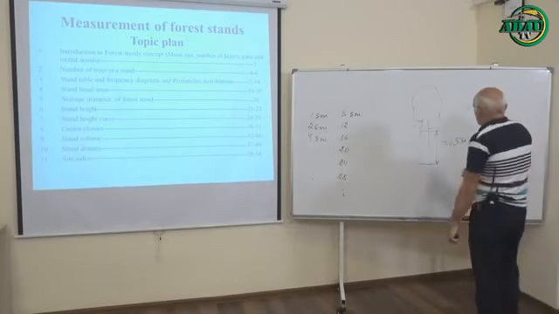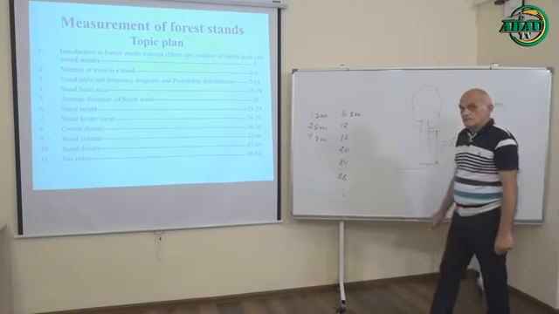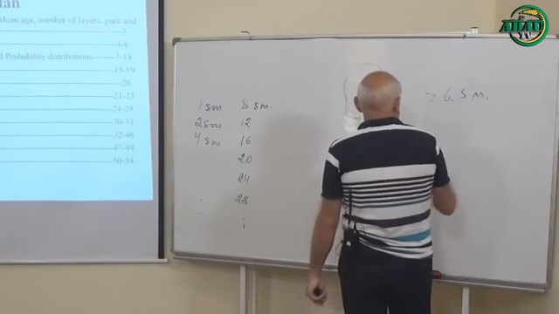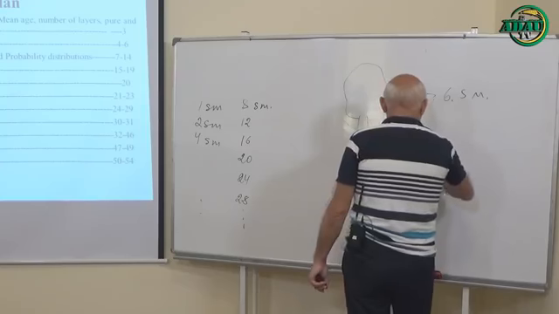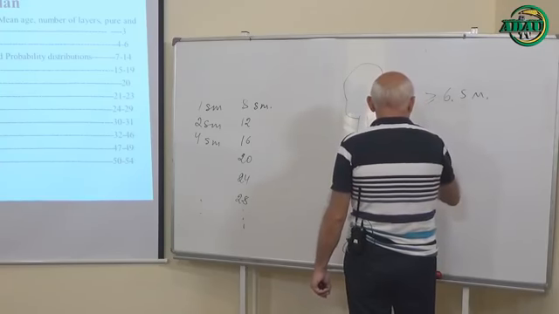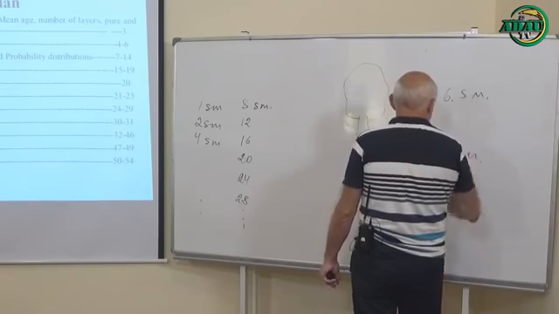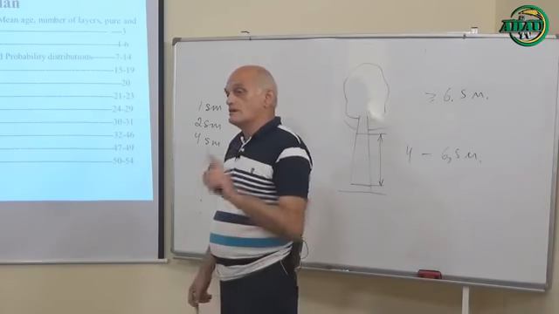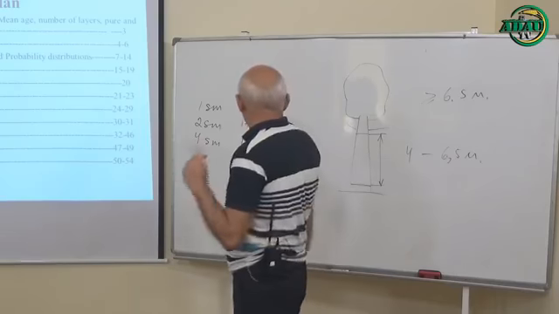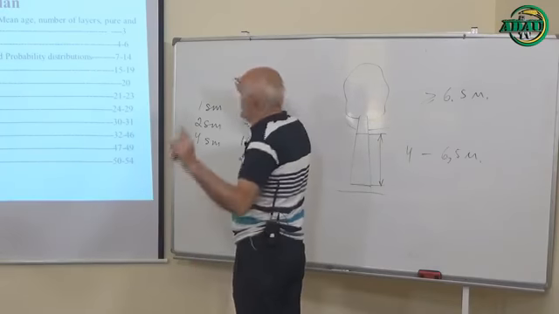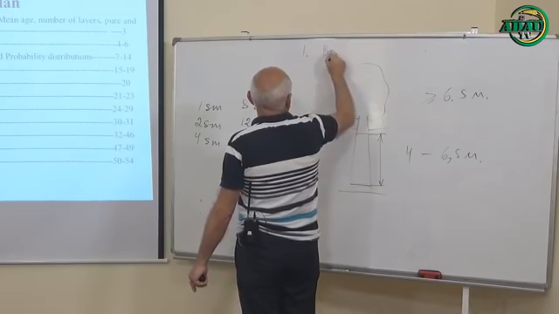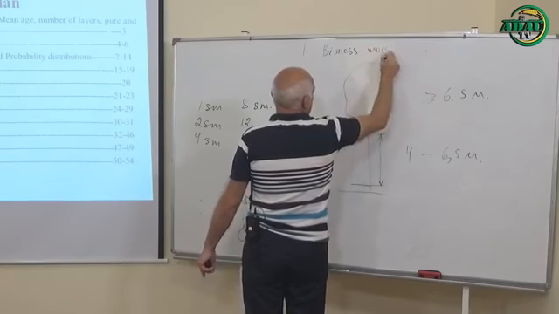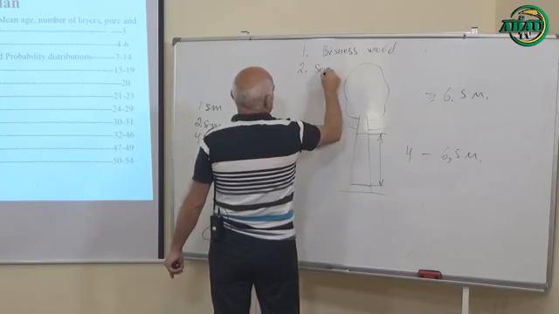If the length of the trunk is equal to 4 to 6.5 meters, then such forest woods are named semi-business wood. So the first one is business wood, and the second is semi-business.